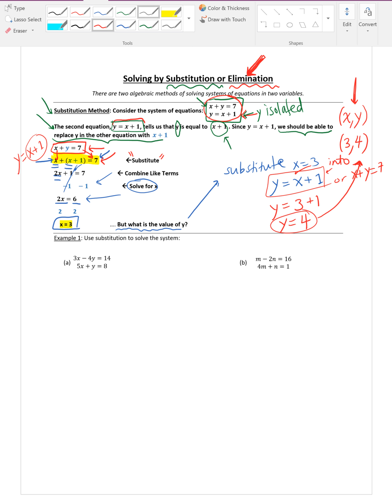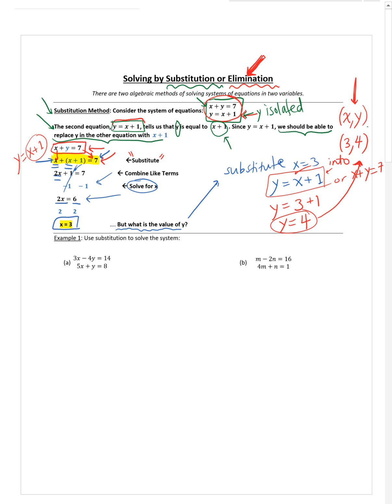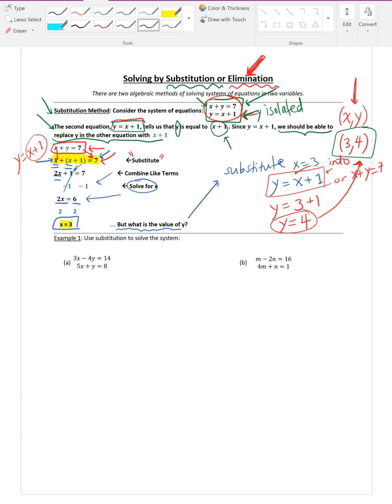And you can always check it like we did in previous sections, where you take that ordered pair, 3, 4, you replace the x and the y in both of the equations you were given with 3 and 4, respectively. Make sure that they're both true statements. Maybe we should do that, huh? Let's see, maybe at the top here.